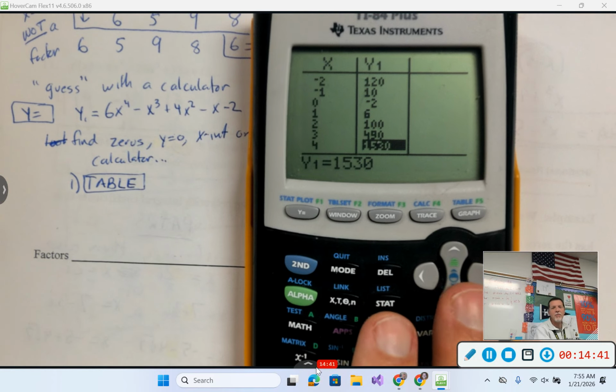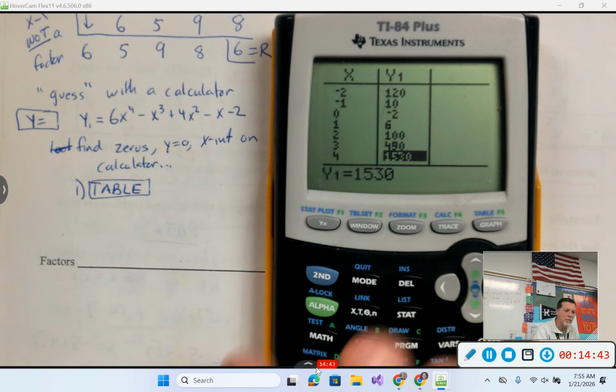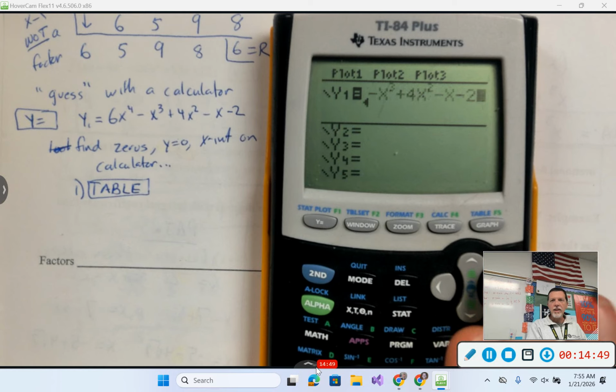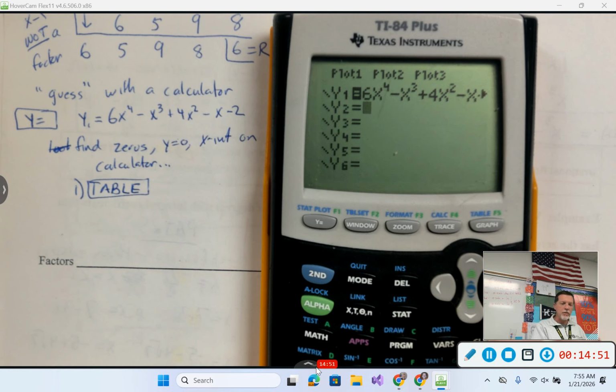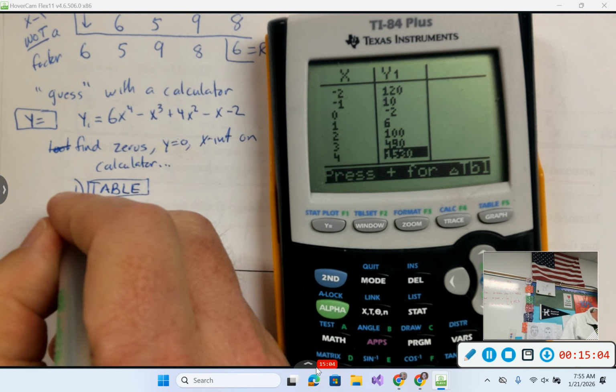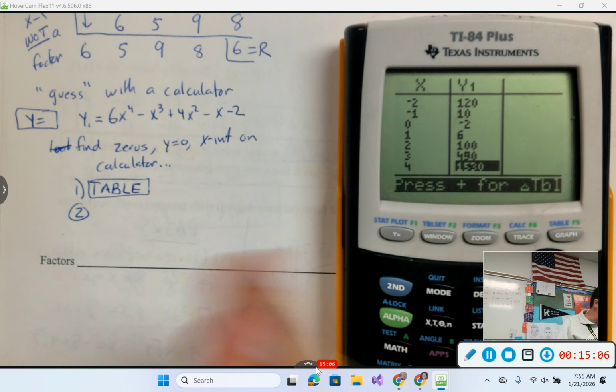So if your table doesn't match mine, go check your y equals. Maybe I should check my y equals. 6x to the 4th minus x cubed plus 4x squared minus x minus 2. Okay, I feel good about my y equals. My table doesn't show me any zeros. Okay, there's two options here. You can graph it. We'll talk about that one in a minute. No, let's do that one, because that one's more helpful later in your math life.